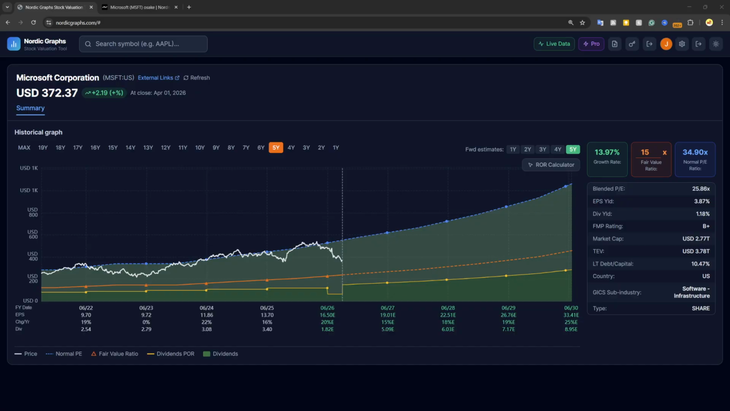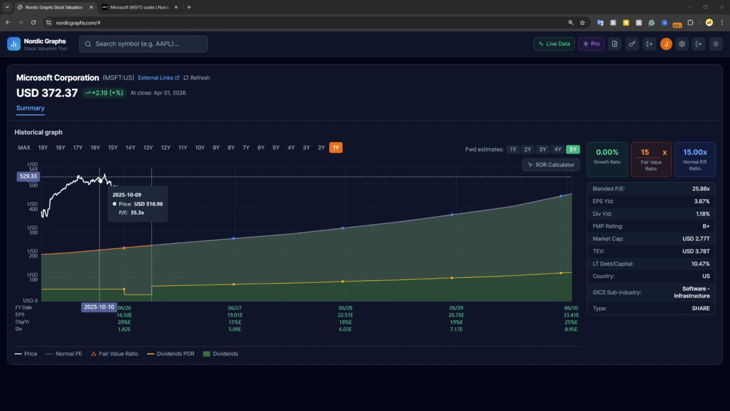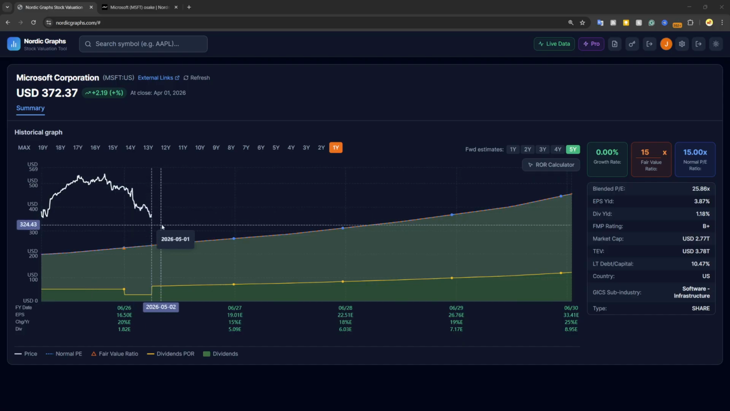Microsoft is actually quite interesting at the moment since the stock price has been falling. We had earlier highs of around 500 or even 520 US dollars, and now we are at $372, so we are down quite a bit.